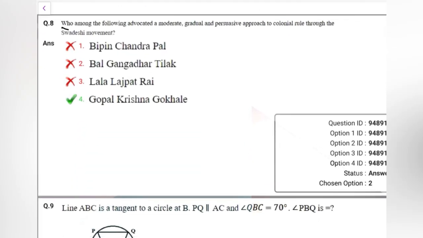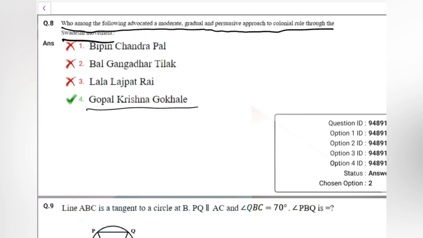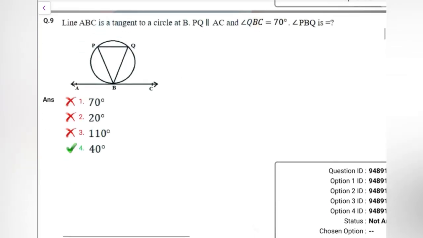Who among the following advocated a moderate, gradual and persuasive approach to colonial rule through the Swadeshi movement? Gopal Krishna Gokhale. Swadeshi movement is between 1905 to 1907.